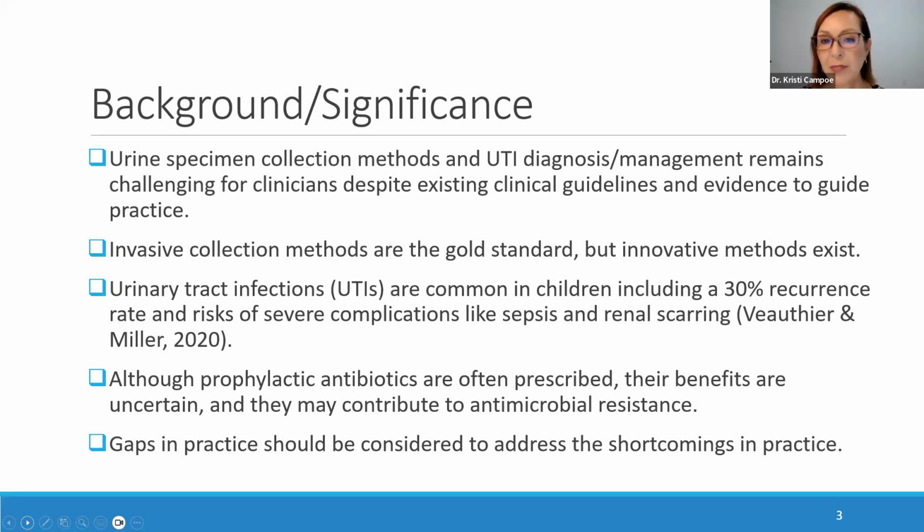Urine specimen collection methods and UTI diagnosis and management remain challenging for clinicians despite existing clinical guidelines and evidence to guide practice. Invasive collection methods are the gold standard, but innovative methods exist. UTIs are common in children, including a 30% recurrence rate, as well as the risk of severe complications like sepsis and renal scarring. Although prophylactic antibiotics are often prescribed, their benefits are uncertain and may contribute to antimicrobial resistance. Gaps in practice should be considered to address the shortcomings in practice.